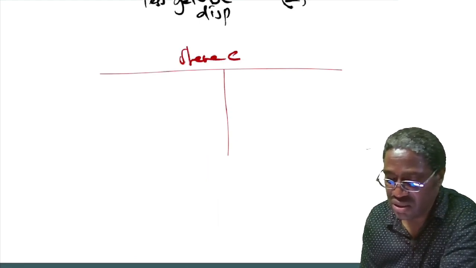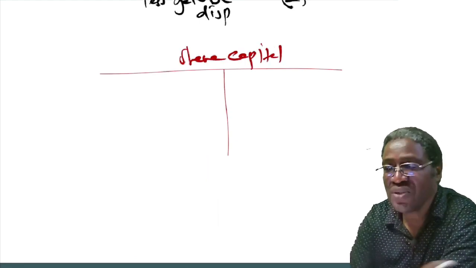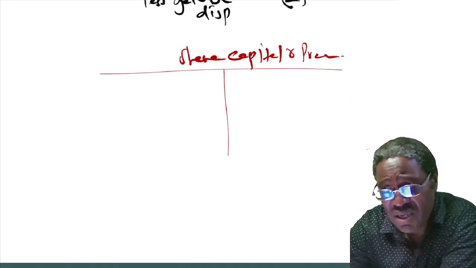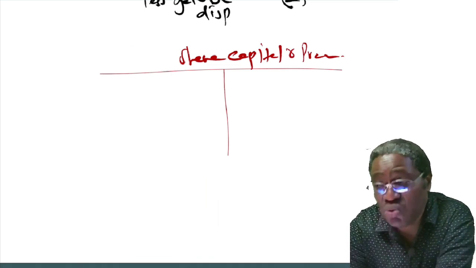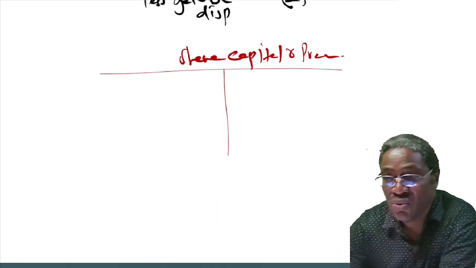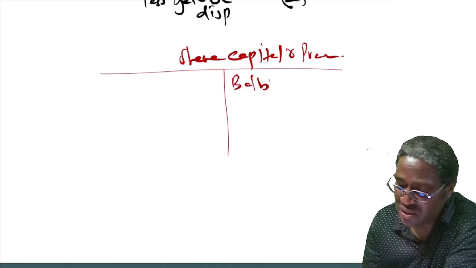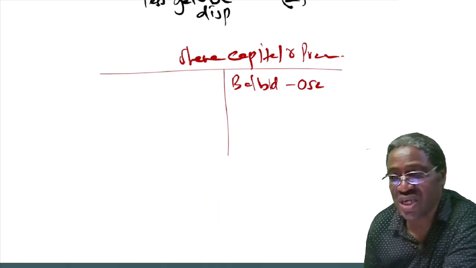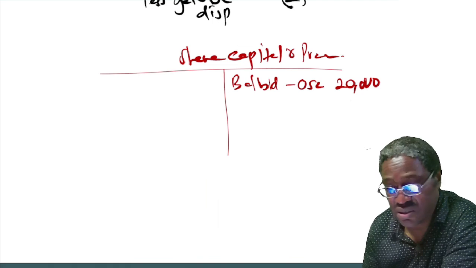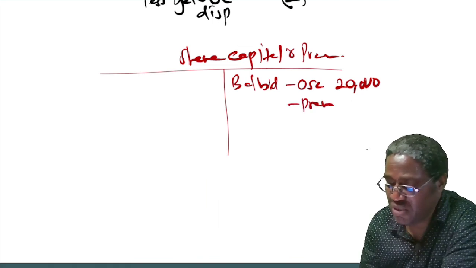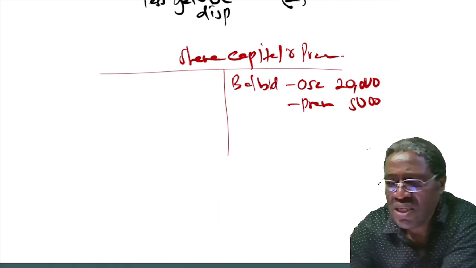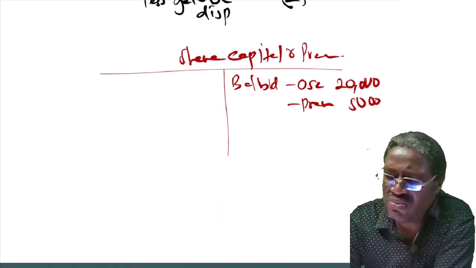I was saying share capital. We normally analyze it to help us see whether there was any issue of shares during the year. We normally bring down the balance at the beginning, whatever it is, ordinary share capital. Let us assume it was 20,000. Then maybe the share premium was another 5,000. Then you go through the additional information that you're told.